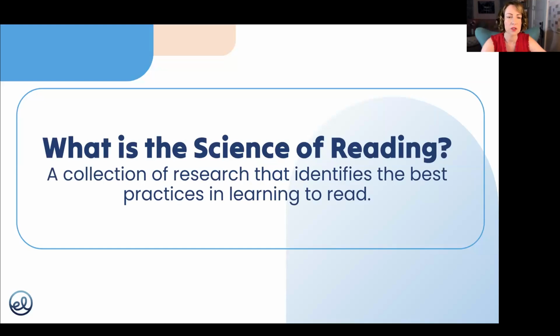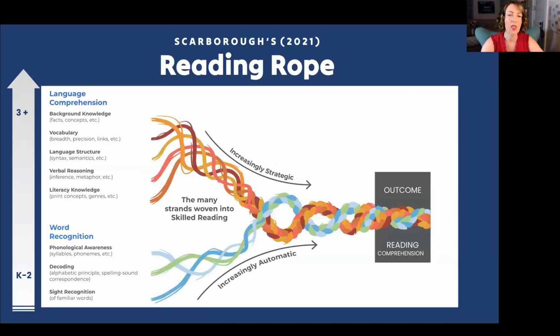So we've taken the research over the past 50 years and really combined it to make this meta-analysis, a study of studies that shows us what is best for the brain, how do we learn to read, and how do we retain what we're reading. And we use all that information to really align our instruction to best practices, and that's what the science of reading is. That cornerstone model that I shared with you, Scarborough's reading rope, it breaks those strands of reading down.